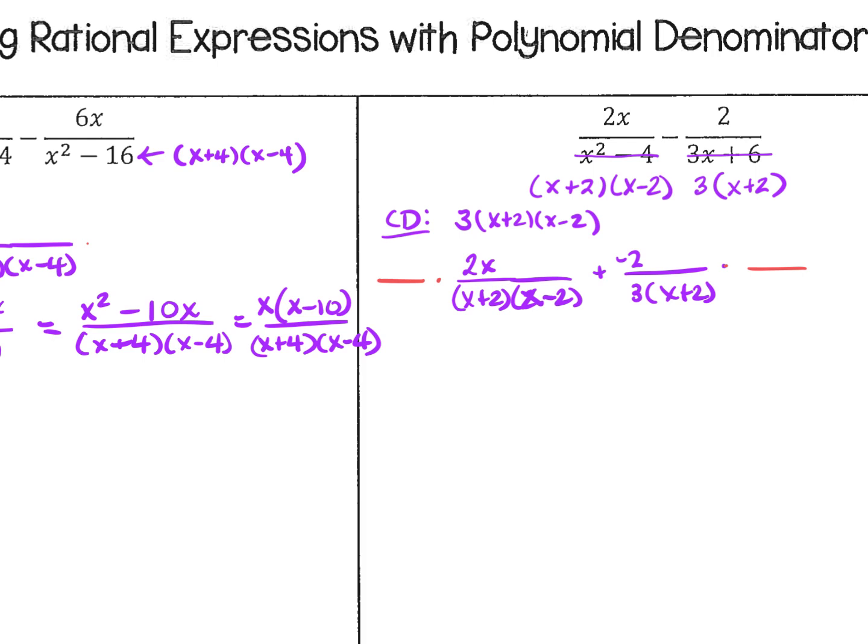Jocelyn, what do I multiply the first one by, top and bottom? 3. Good. All right. Cameron, what do I multiply the second one, top and bottom, by? I got an x plus 2. Okay.